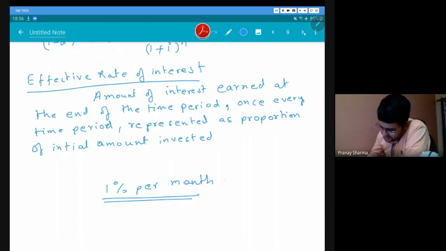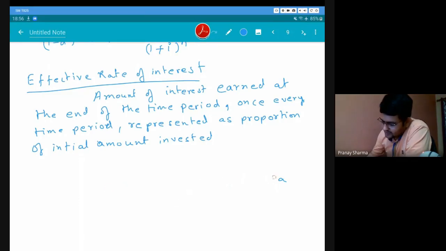This will not be the same as 12% per annum. Okay, so we'll talk about why and how later on. So we can have effective rate of interest. Effective rate of interest is that it is only earned once every time period. When we talk about interest, we say it is earned at the end of the time period. Now our default time period is 1 year. That is what we were studying.